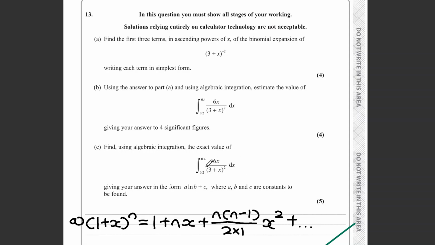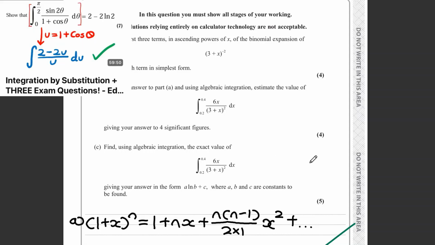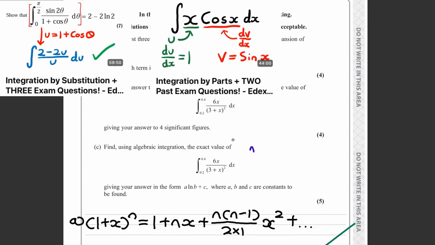Now, this integral here, there is actually quite a few ways that you can approach this one. The way that I'm going to do it is via substitution, because I think that's the easiest and the one that makes most sense. However, I think an equally valid way is to do it by parts, if you write it as the integral of 6x and then 3 plus x to the power of -2 like this here. You can integrate this by parts.